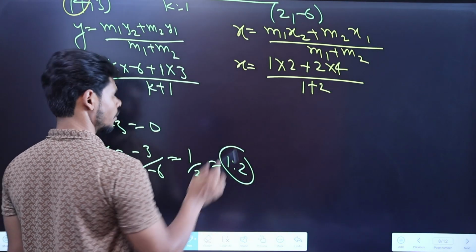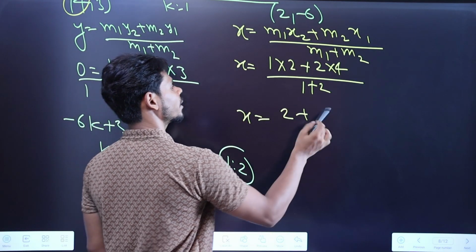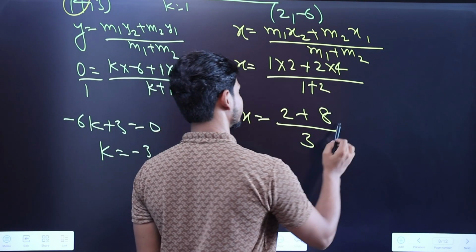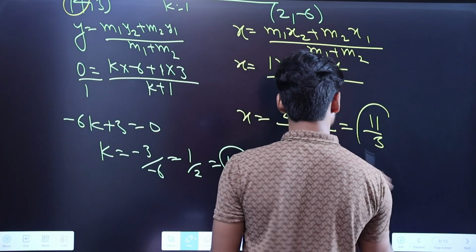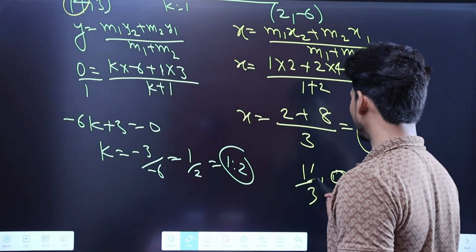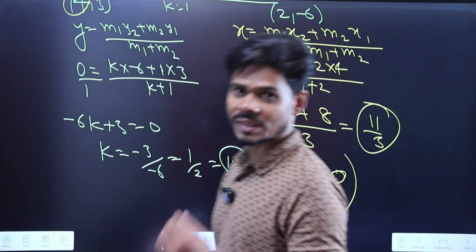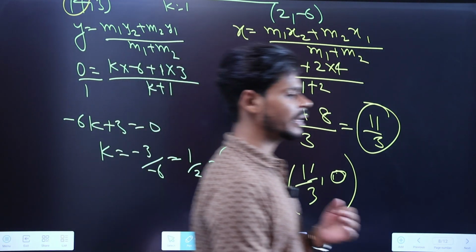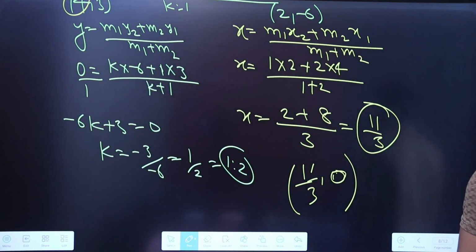That's it. So x will be 2 plus 8 divided by 1 plus 2, which is 10 by 3. So the coordinates will be 10 by 3, 0. 10 by 3, 0, because the coordinates were x, 0. So the coordinates of that particular dividing point will be 10 by 3, 0. Got it?